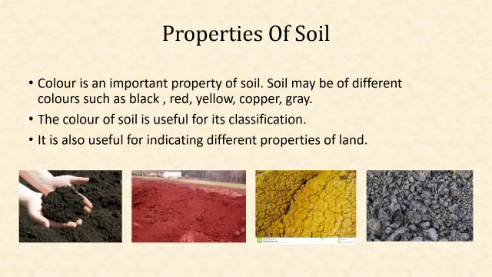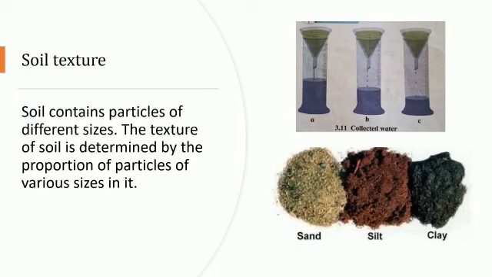Soil can be of different colors: red, black, yellow, copper, grey, etc. The color of the soil is used for indicating several properties of soil like fertility, drainage of water, capacity to hold water, etc. Soil texture. Texture tells us about the size, quality, feel, appearance of an object.